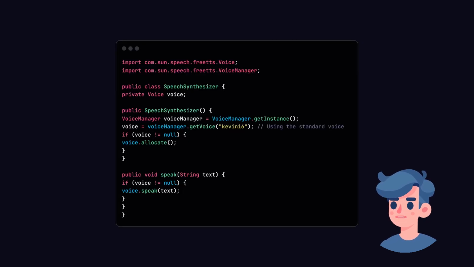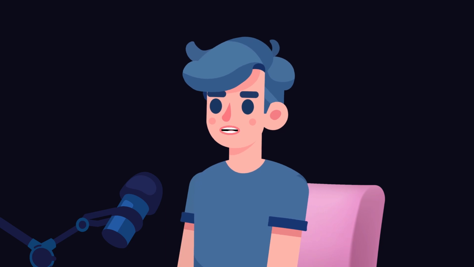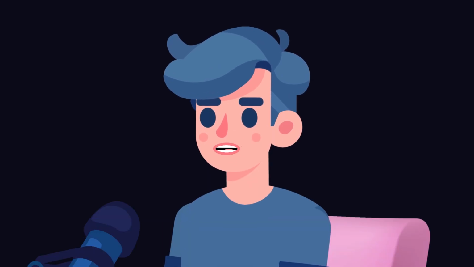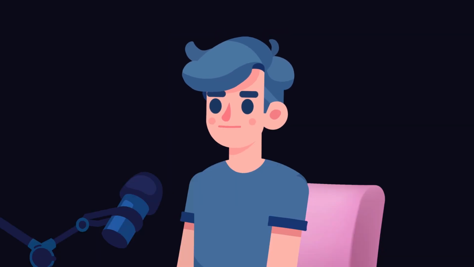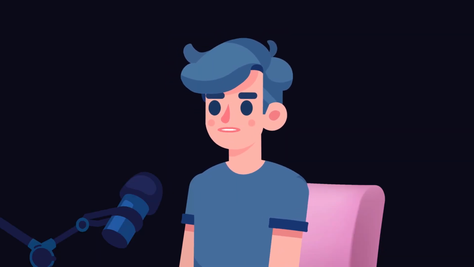Now that we have our environment set up and FreeTTS included, let's start coding. We will begin by creating a simple speech synthesizer class. This class will handle all the speech synthesis functionality. Create a new Java class named SpeechSynthesizer. In this code, we import the necessary classes from the FreeTTS library. We create a constructor for our speech synthesizer class where we initialize the voice. The speak method takes a string input and uses the voice to produce speech.